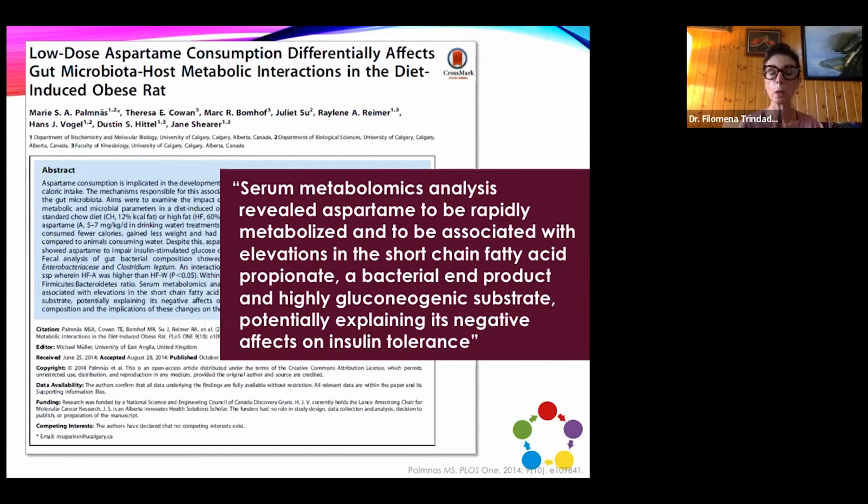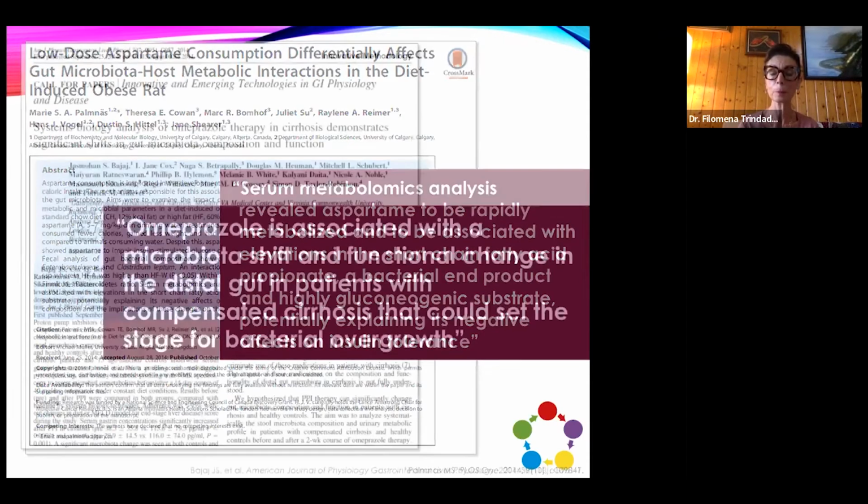Aspartame, we know it can affect the gut microbiota directly, but it can also do so by increasing propionate, which is highly gluconeogenic and can also have negative effects on insulin tolerance. And it may actually also cause damage to the pancreatic beta cell, because more and more we know that with respect to type 2 diabetes and insulin resistance, it's really all about what's happening at the level of the pancreatic beta cell.